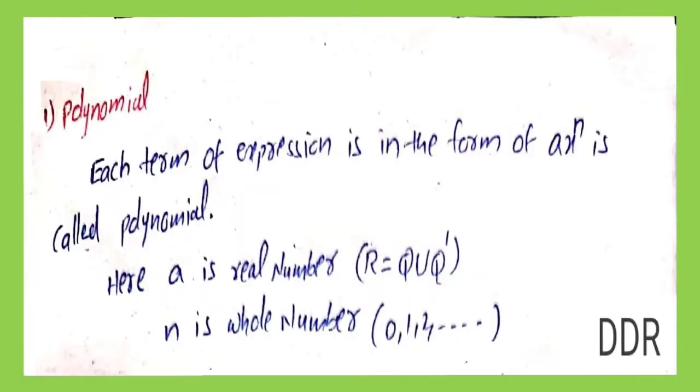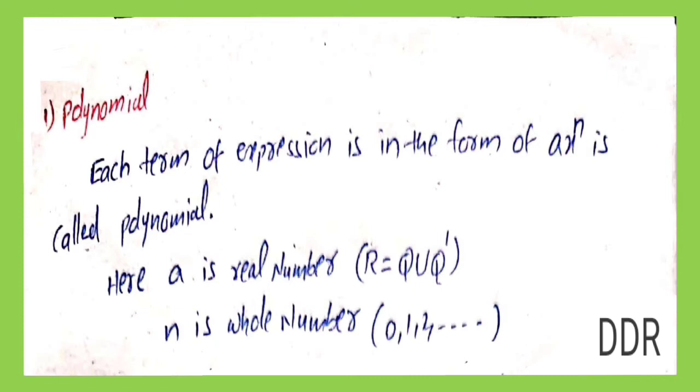Children, let us start with the definition. Polynomial: each term of an expression in the form of ax to the power of n is called a polynomial. Here a is a real number, n is a whole number. So it is very important. A is a real number. Real number means rational and irrational numbers combination. Whole number means start with 0, 1 and 2.